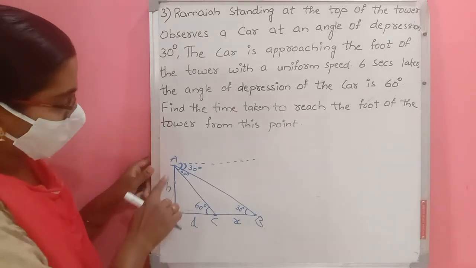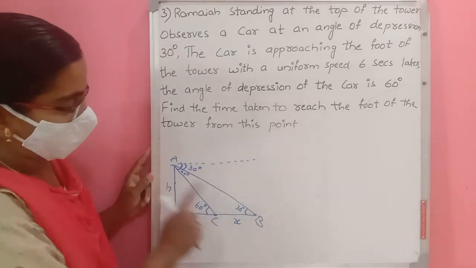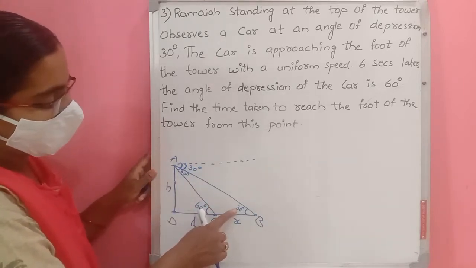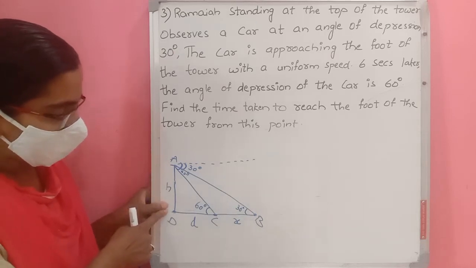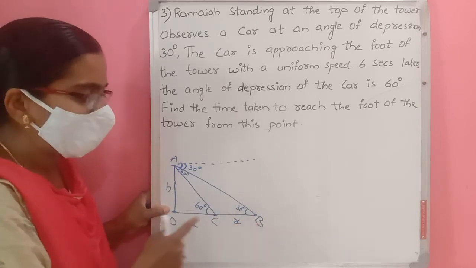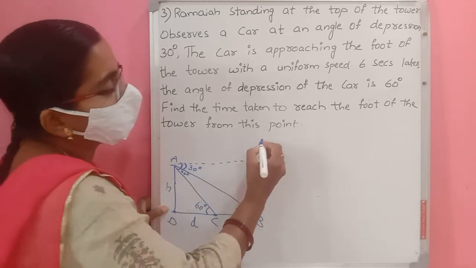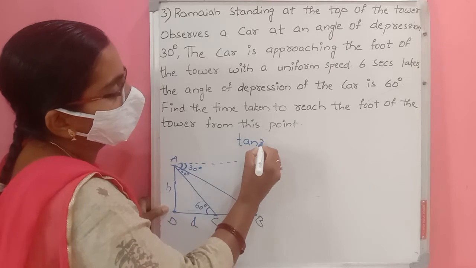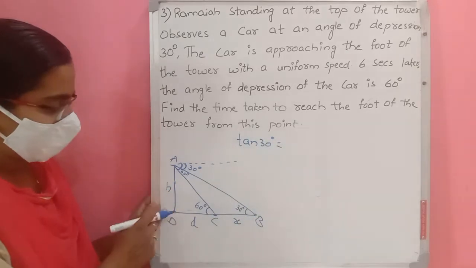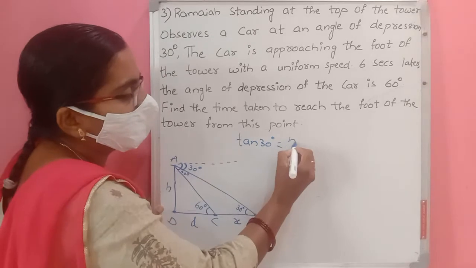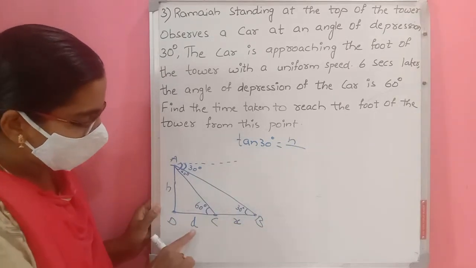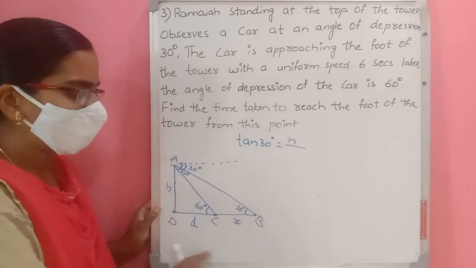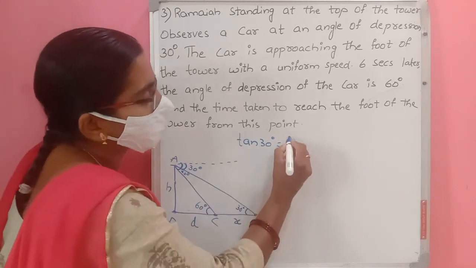So, here, consider first the triangle ADB. Big triangle ABD. In triangle ABD, this is the angle 30 degrees. AD is the opposite side and DB is the adjacent side for this. So, opposite and adjacent means we have to take tan. Tan 30 is equal to the opposite side, AD, which is H, by the adjacent side DB. DB means DC plus CB, that is D plus X. D plus X becomes DB.